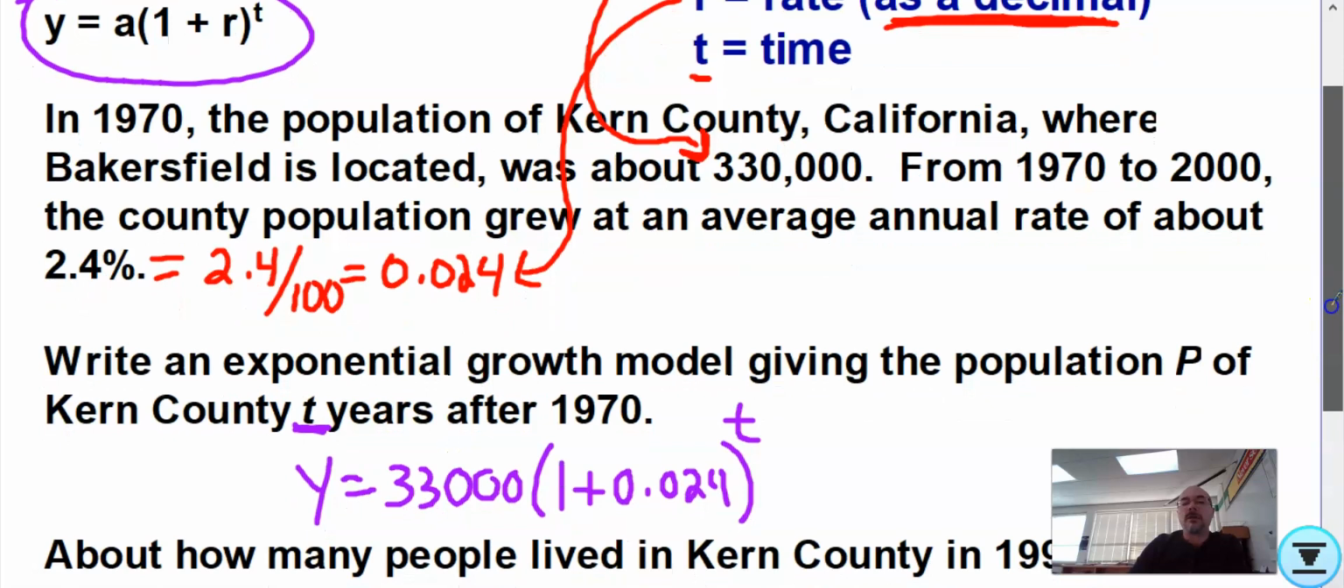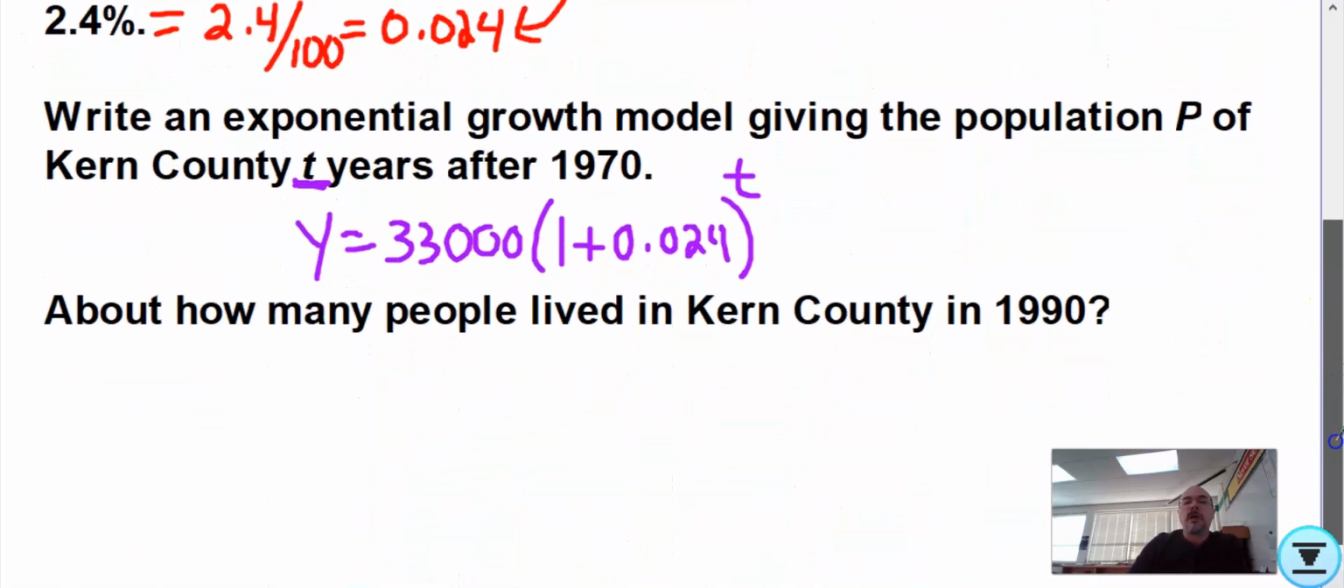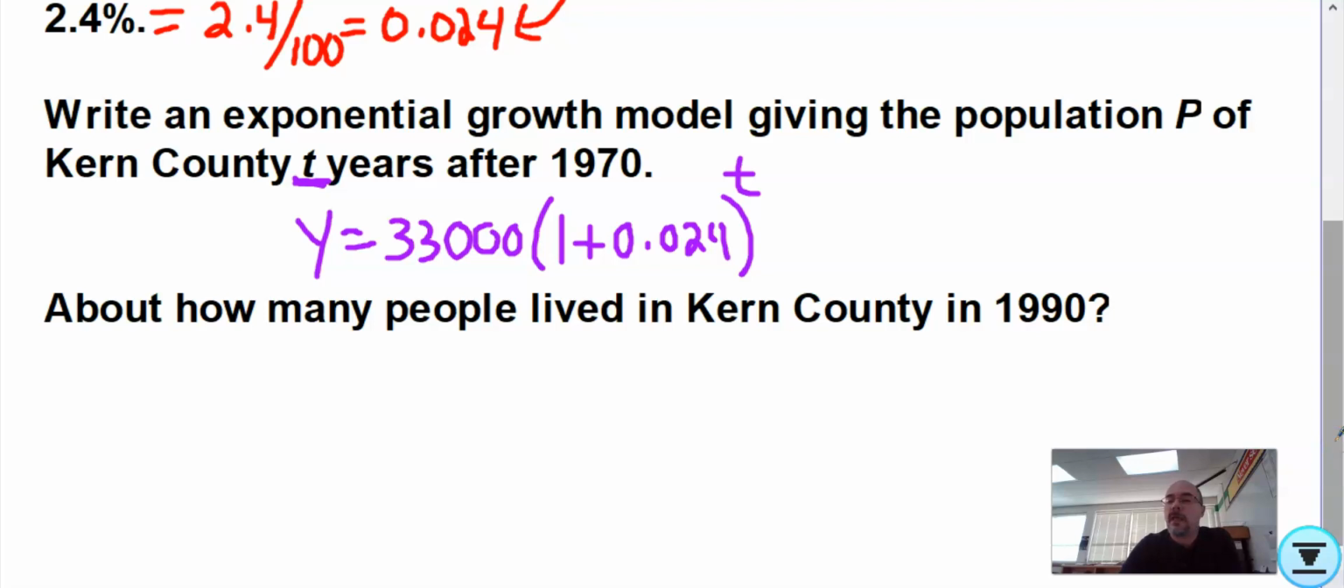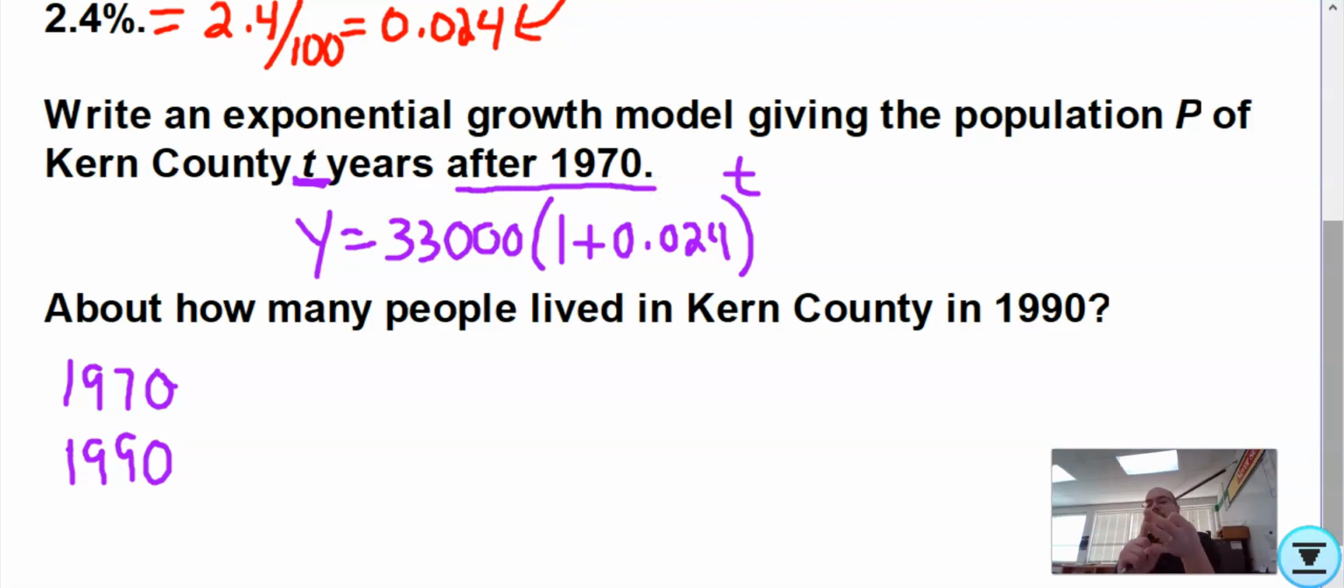Okay, now let's go ahead and look at what else it says. About how many people lived in Kern County in 1990? Well, let's see. So we've got 1970. And we want to know in 1990. All right, so it says after 1970. So that would be 71, 72, 73, 74, 75, 76, 77, 78, 79, 80. Okay, that's 10 years. And if you count it, that's 20 years, isn't it? Okay, that's 20 years later.